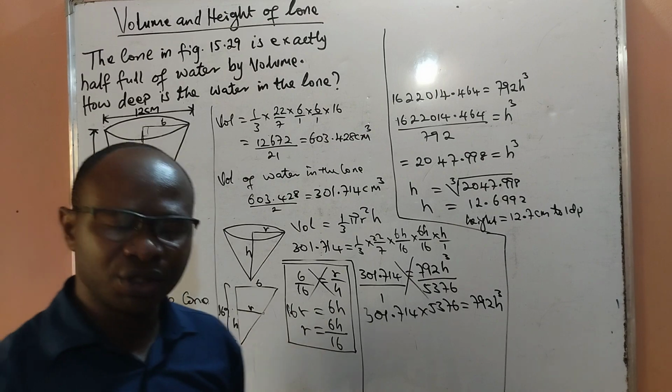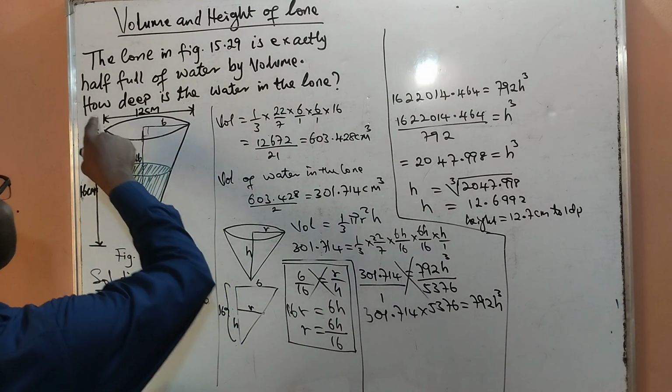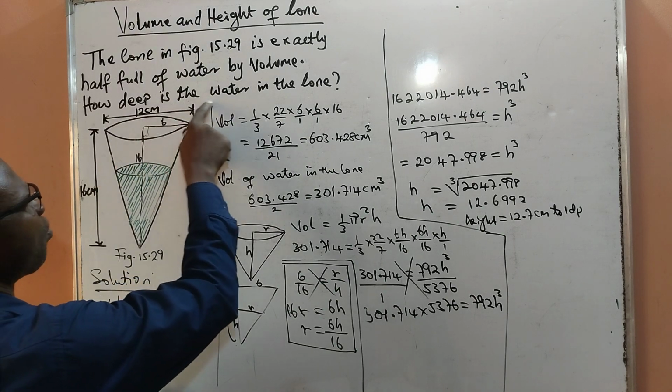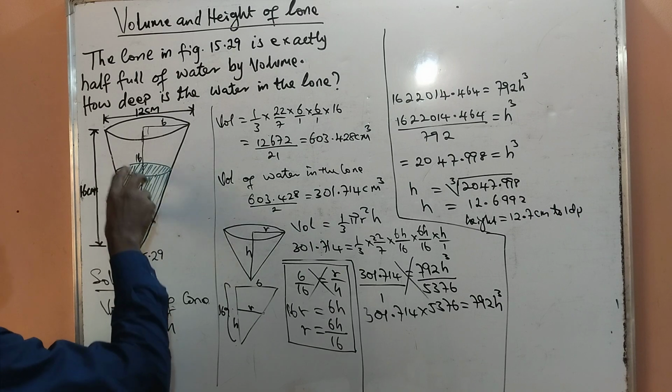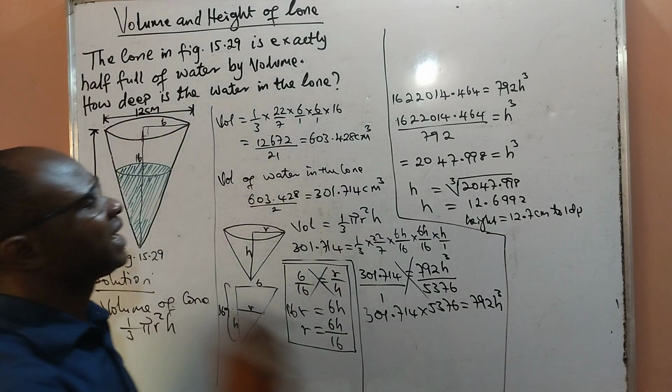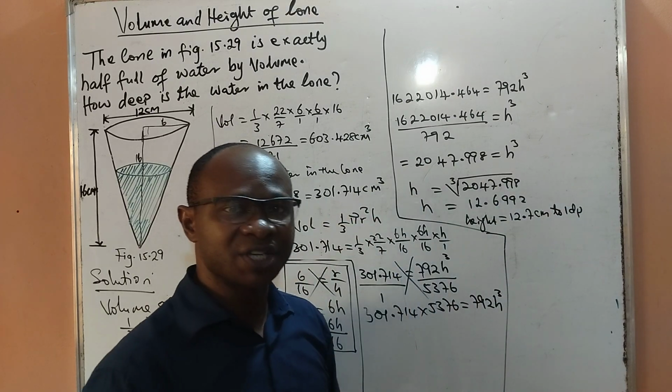Alright, in conclusion, from the question we are given, to find how deep the water is in the cone. So the water contained in this cone has a height of 12.7 cm to 1 decimal place.